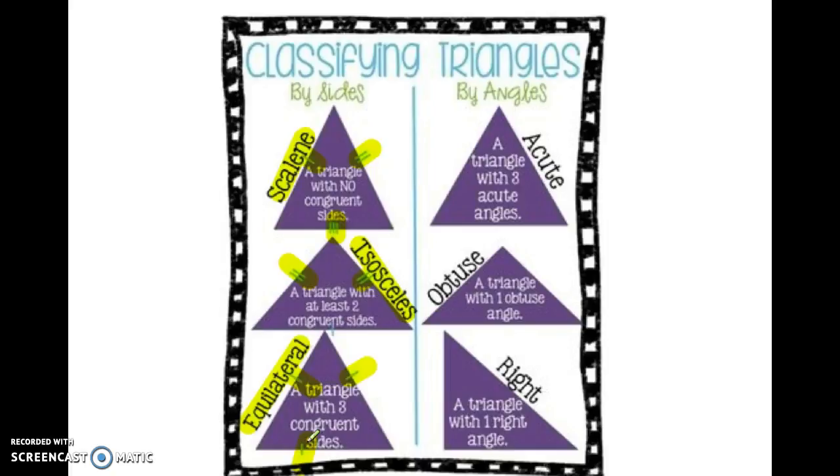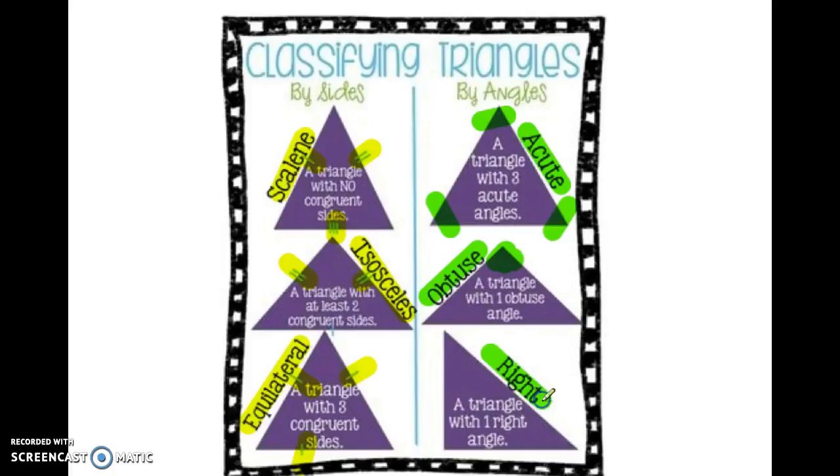Okay. So we also classify triangles by angles. When we classify by angles, we just look at our angle types, acute, obtuse, right, like we studied before. An acute triangle has 3 acute angles. Every single one of these angles is less than 90 degrees. An obtuse triangle has exactly 1 obtuse angle, so you can see this one up in the top is greater than 90 degrees.